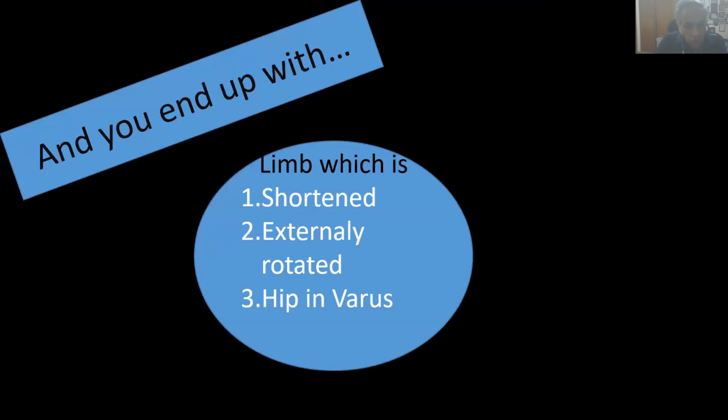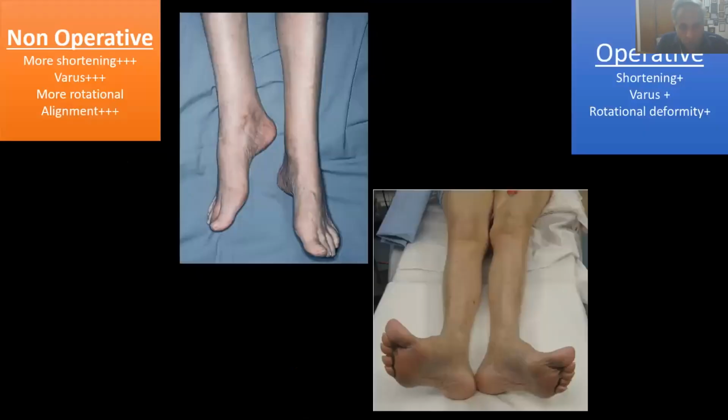So what you're going to end up with is a limb which is shortened, a limb which is externally rotated, and a hip which is in varus. So whether you treat it operative, non-operative, obviously I think most of you know that operative option is the way to go. The limb can be short by a little bit or a lot. They can be varus. And most of the patients, as you can see on the photograph on the right, will keep their legs externally rotated.